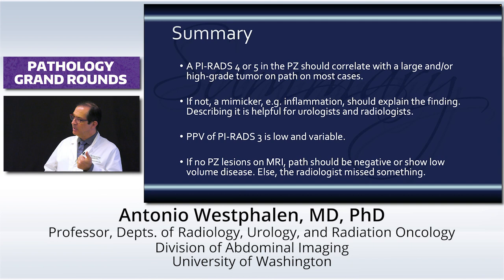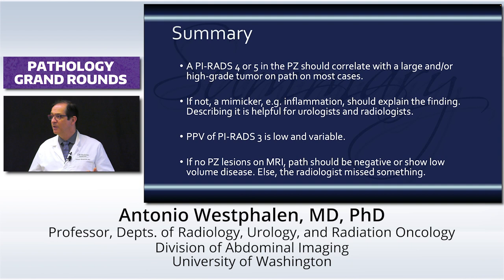No, it has to be a mimicker. And maybe there's inflammation. I gave the example of BCG, but it can be any type of prostatitis. And mentioning this is helpful because now we get better because we recognize it, and the urologists don't get mad because, hey, what's going on here? Now you call this, and the pathologist says benign tissue. Well, it's benign tissue with inflammation, right? And that explains it, and then they settle it, and they're happy with it.